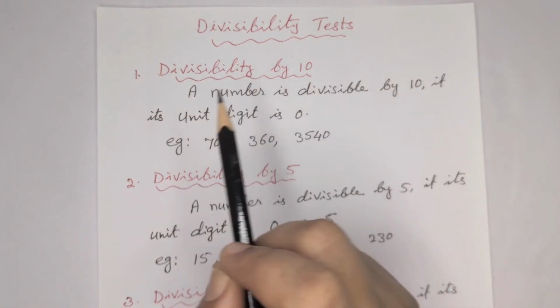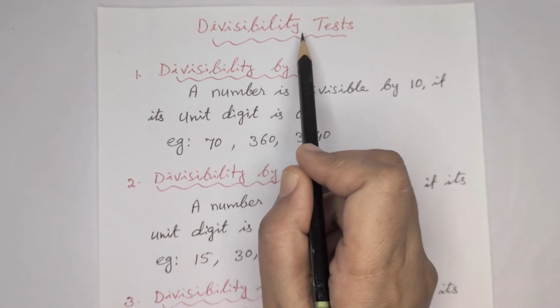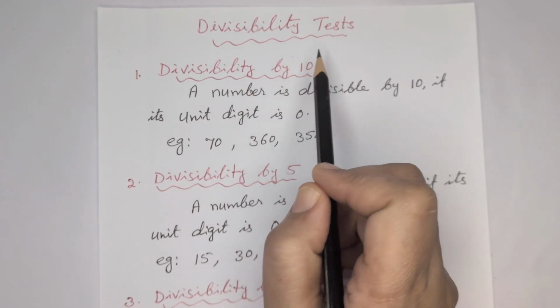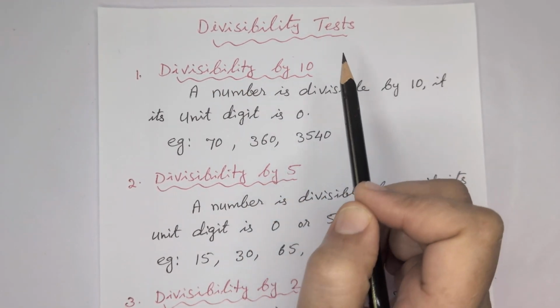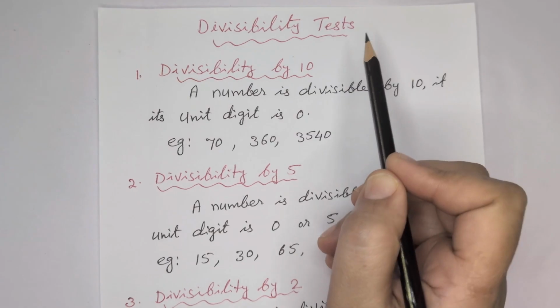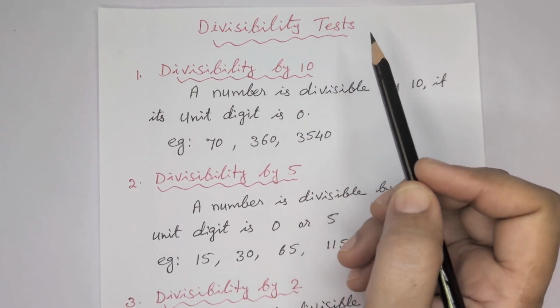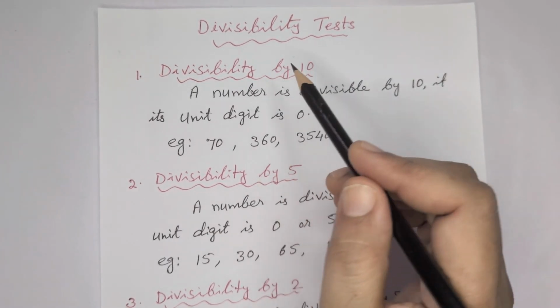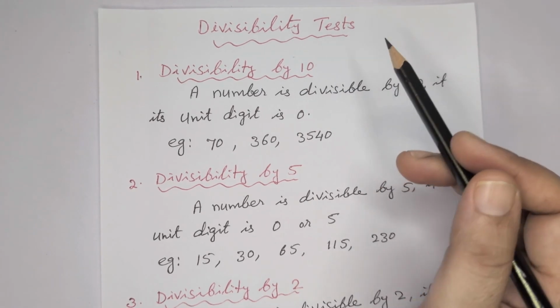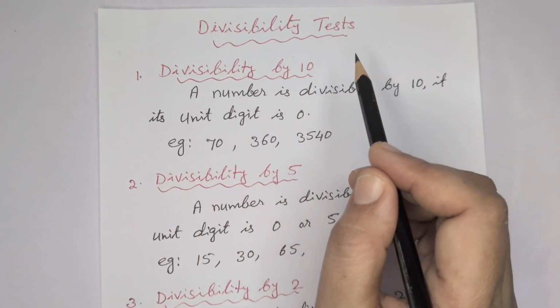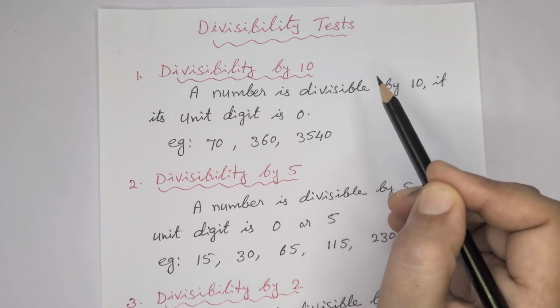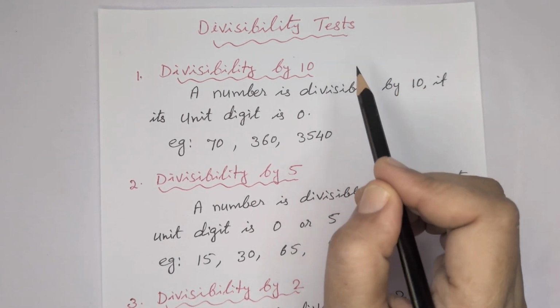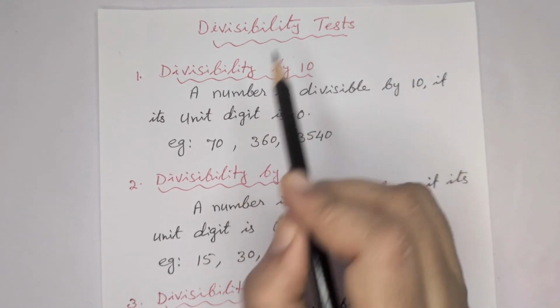Divisibility tests. This divisibility test helps us to do the calculations in an easier way. If we know a particular number is divisible by 10, 5, 2, 3 or 9, 6, 11, etc., then we can do that calculation work easily. So we can look at the divisibility tests one by one.